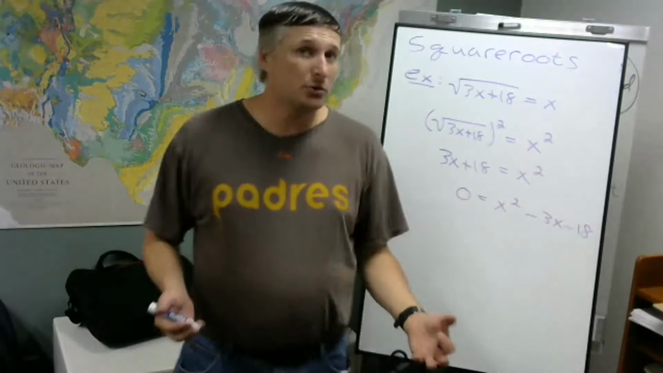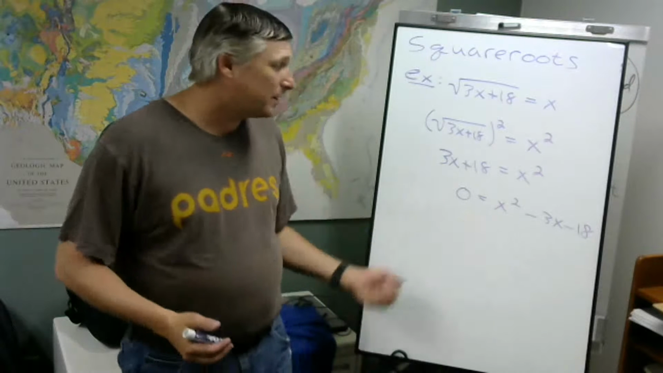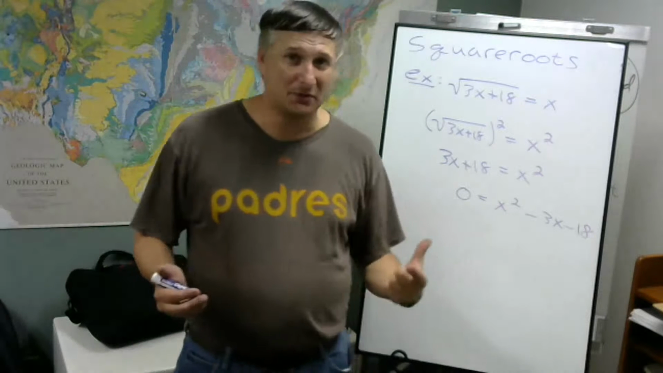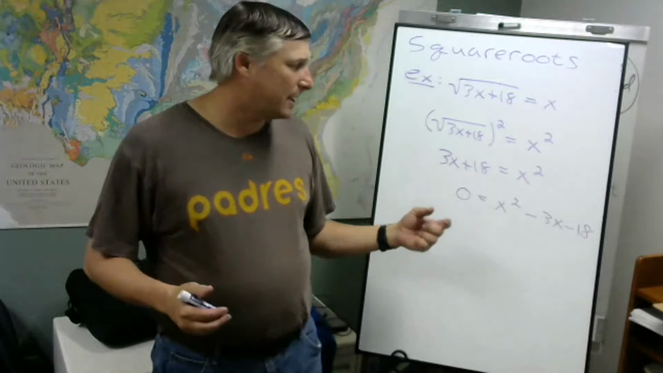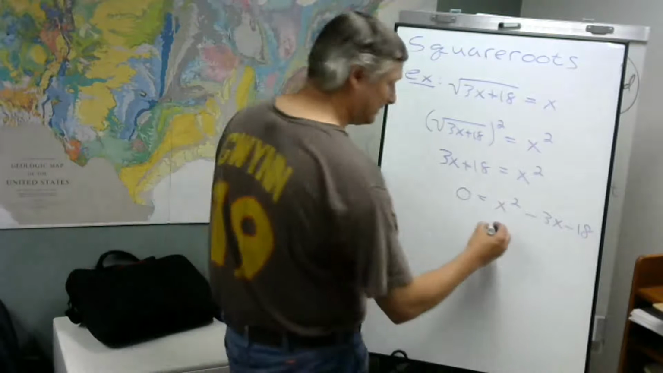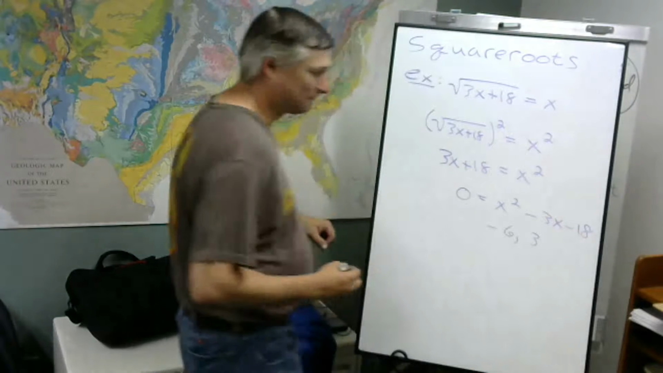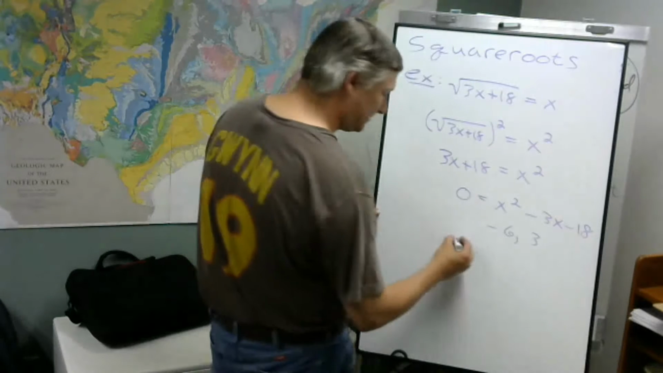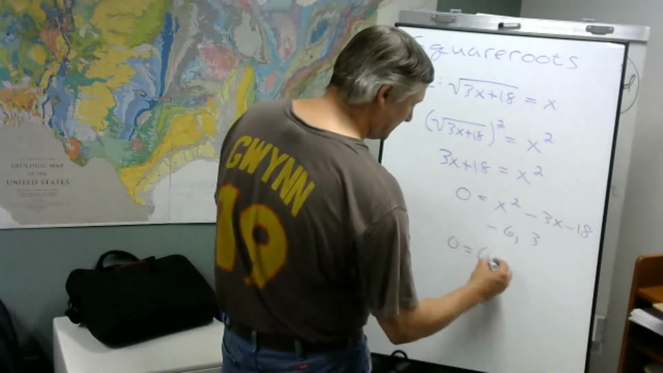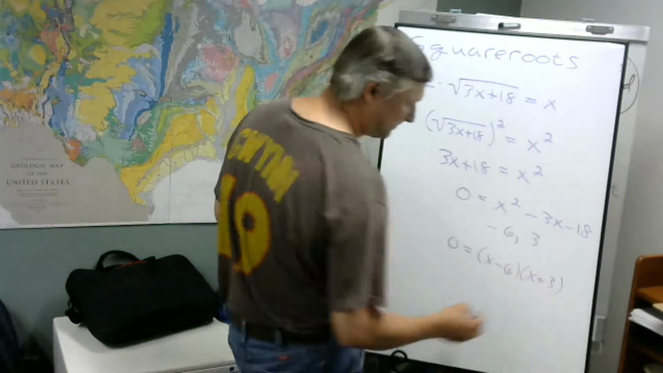And what you could do is you could use the quadratic formula. That will solve this equation. Also, we could try factoring it using guess and check. So two numbers that add up to -3 but multiply to -18. -6 and 3. So that means we can rewrite this. It's x minus 6, x plus 3.